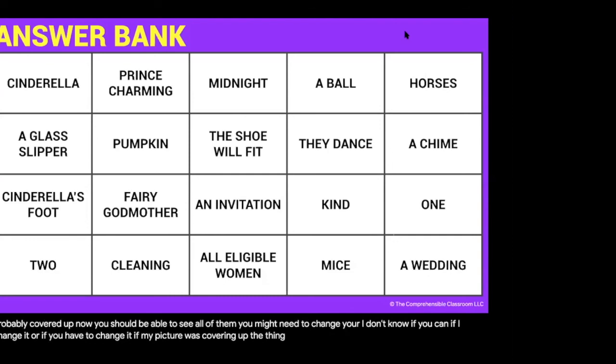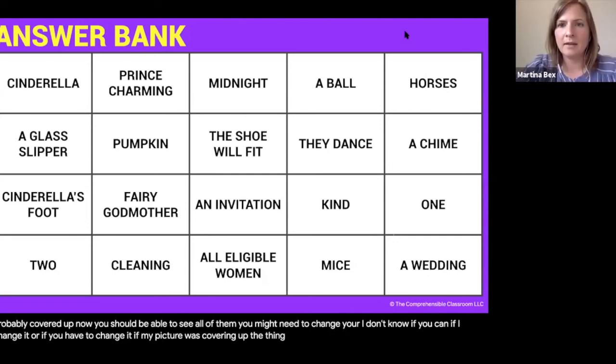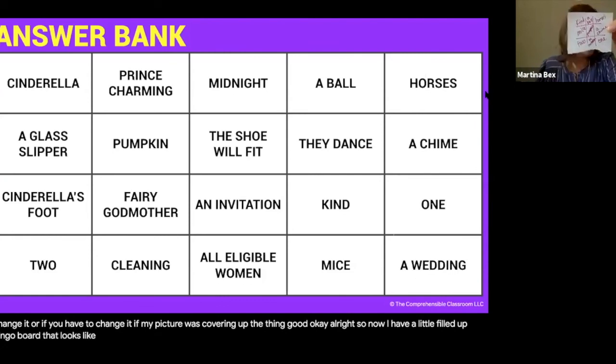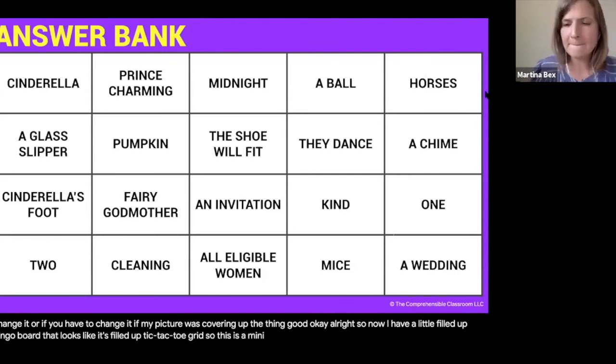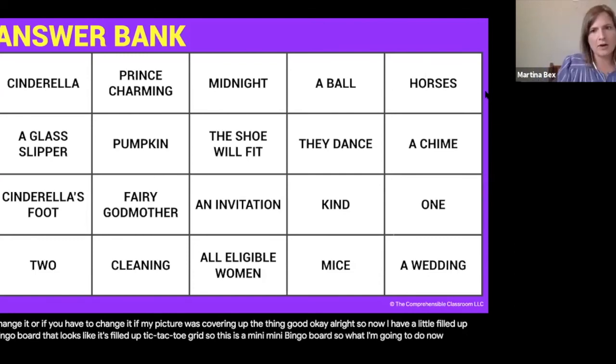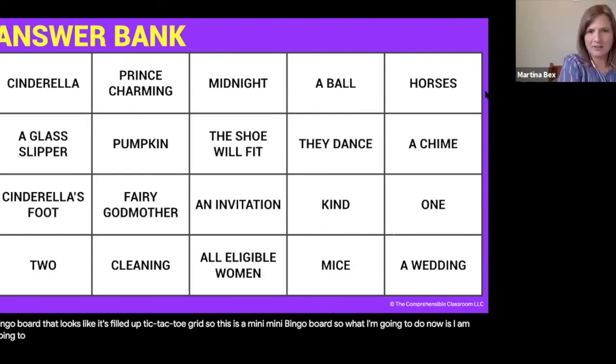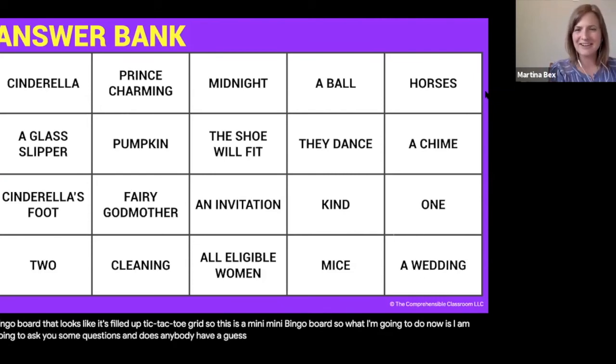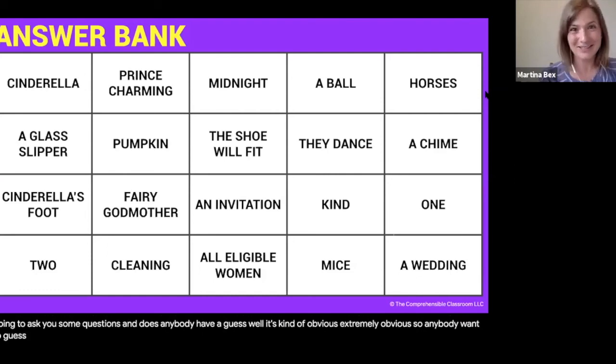Okay. All right. So now I have a little filled up bingo board that looks like a filled up tic-tac-toe grid. So this is a mini bingo board. So what I'm going to do now is I am going to ask you some questions. And does anybody have a guess? Oh, well, it's kind of obvious. It's extremely obvious. Does anybody want to guess what story this is about?